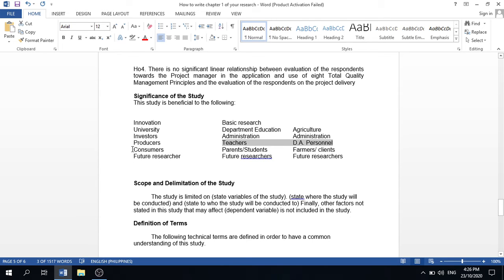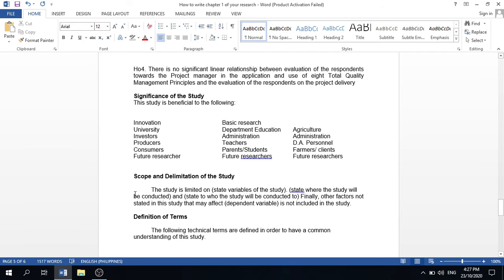For innovation, we have consumers. How would the consumer benefit from your innovation? For basic research, we have parents or students. How would they benefit from your research? For the Department of Agriculture, you have farmers, clients, fishermen, and everyone. And the last is future researchers. How would they benefit from your research?